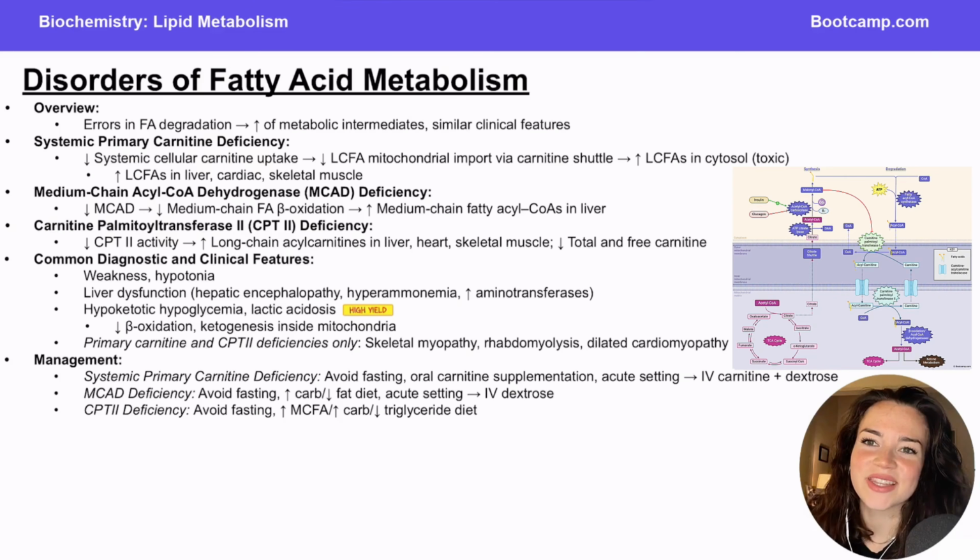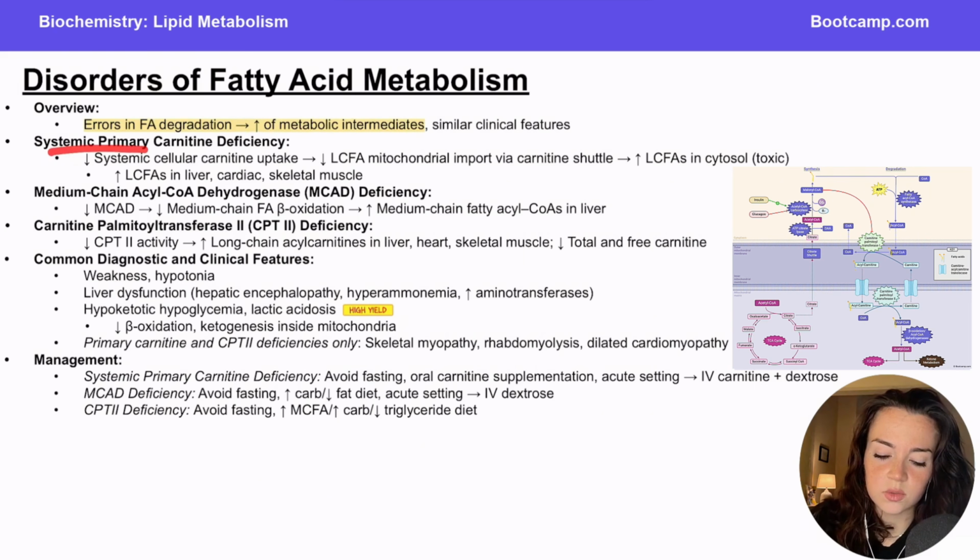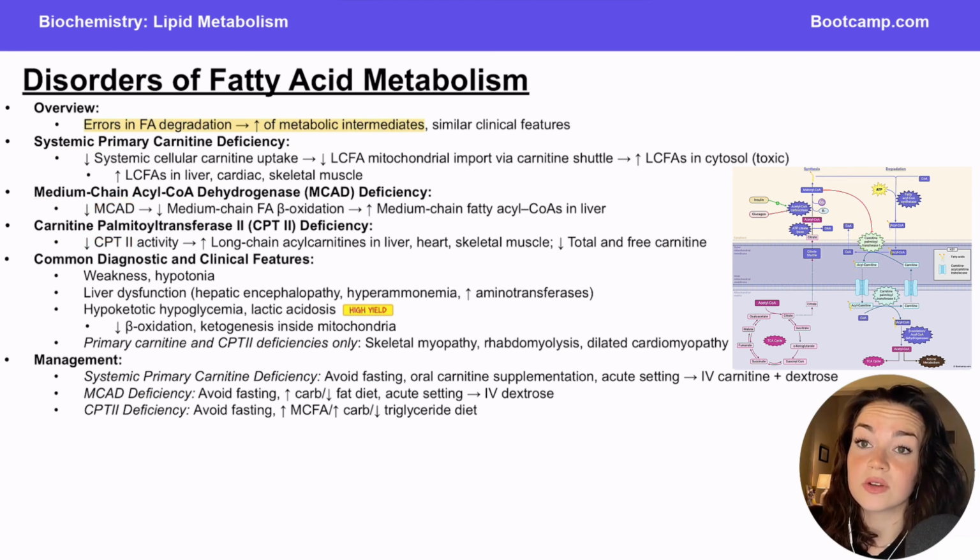Hi everyone, my name is Paige and thank you so much for joining me for our lesson on disorders of fatty acid metabolism. We're going to be talking about some inborn errors of fatty acid degradation. If you're already familiar with the fatty acid degradation and beta oxidation video and material, this is going to come very easily to you. Depending on the erroneous step, you'll get buildup of different metabolic intermediates. However, the highest yield disorders, which are systemic primary carnitine deficiency, MCAD deficiency, and CPT2 deficiency, have a lot of similar clinical features, and you can think of them together as a unit for the most part.